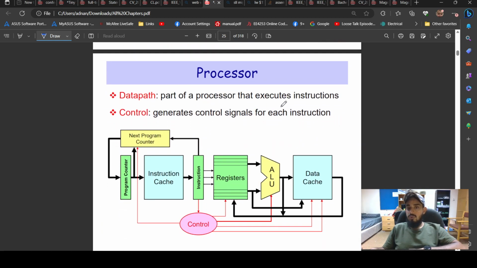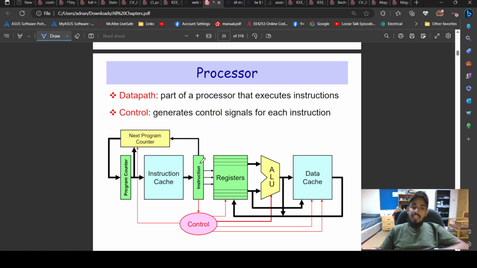And again, here the processor came. As I told you in the first slide, in the processor we have two things: the data path and the control unit. The data path is the part of the processor that executes the instruction, whatever the instruction is, and what the next instruction to be fetched is. This is from the data path. And the control is actually the signals. It generates the control signal for each instruction.